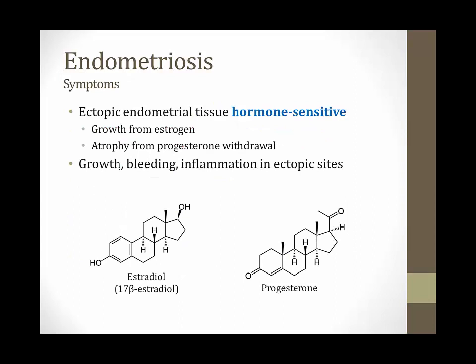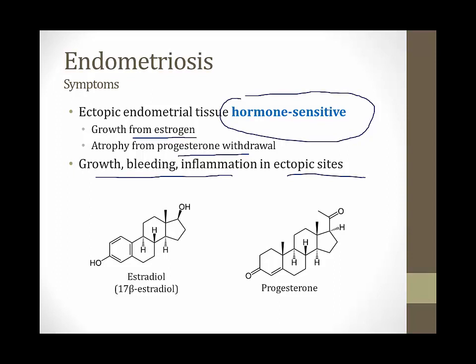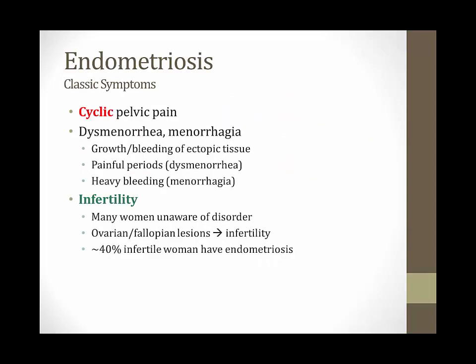To understand the symptoms of endometriosis, you need to appreciate that the ectopic endometrial tissue is hormone sensitive, just like normal endometrial tissue. This means that the ectopic tissue will grow in the presence of estrogen and it will atrophy when progesterone is withdrawn at the time of menstruation. For this reason, women who have ectopic endometrial tissue will experience growth, bleeding, and inflammation in the ectopic sites as a result of the hormones that fluctuate during the menstrual cycle. So if you understand that, then it's very easy to understand that the classic symptom of endometriosis is cyclic pelvic pain that varies with the menstrual cycle.